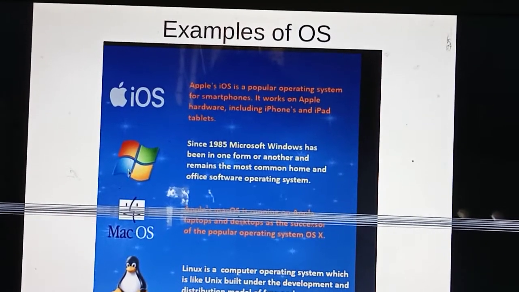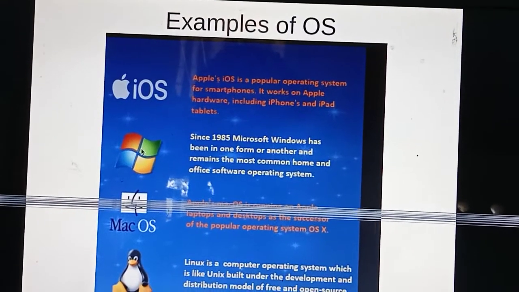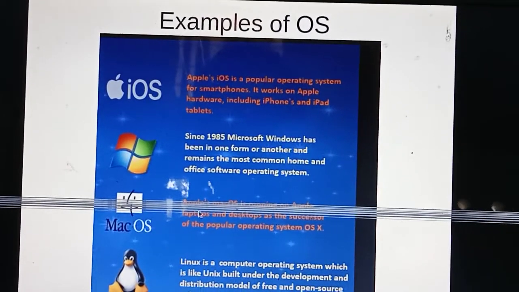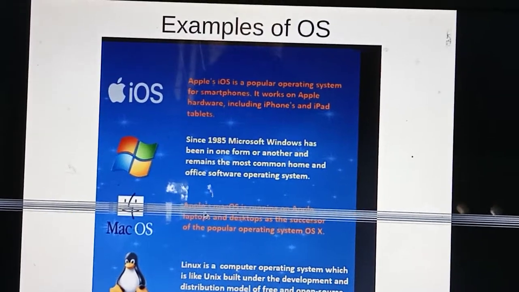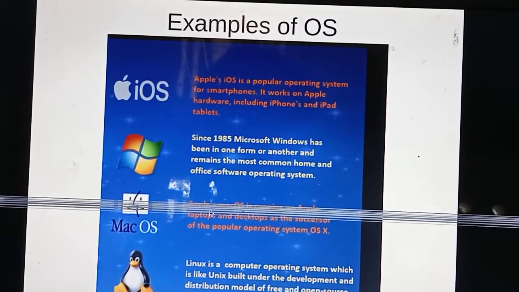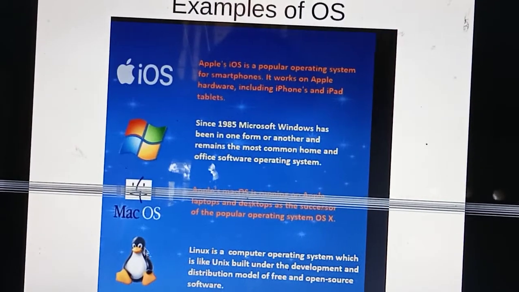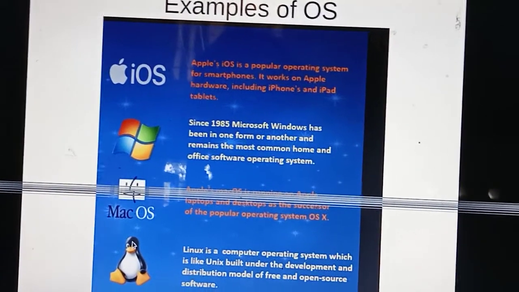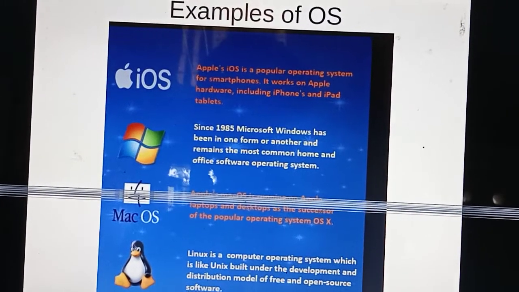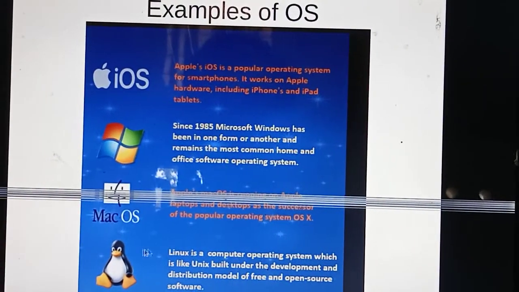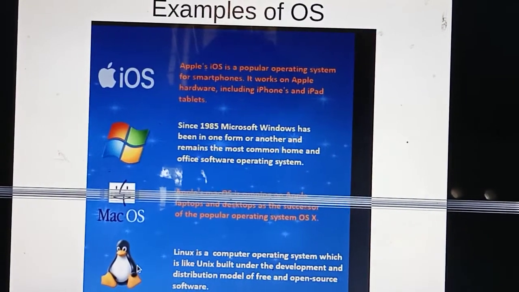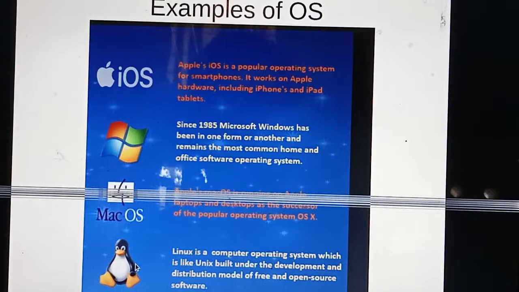Then second one, Windows. You are already familiar with this one. Then this one, Mac OS, that is Macintosh OS. This is used in Apple's computers, laptops, and desktop computers. The last, our favorite one, Linux operating system. So these are the examples of operating systems. Don't forget, you must recognize these icons. I think it is very useful for your further studies.